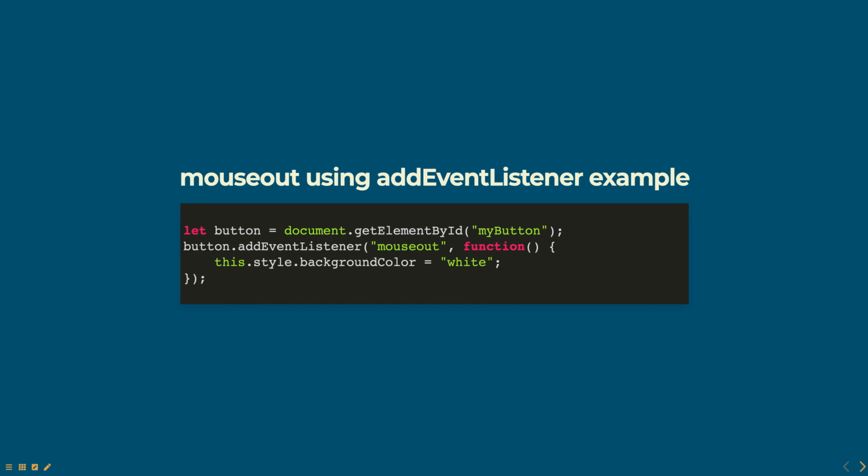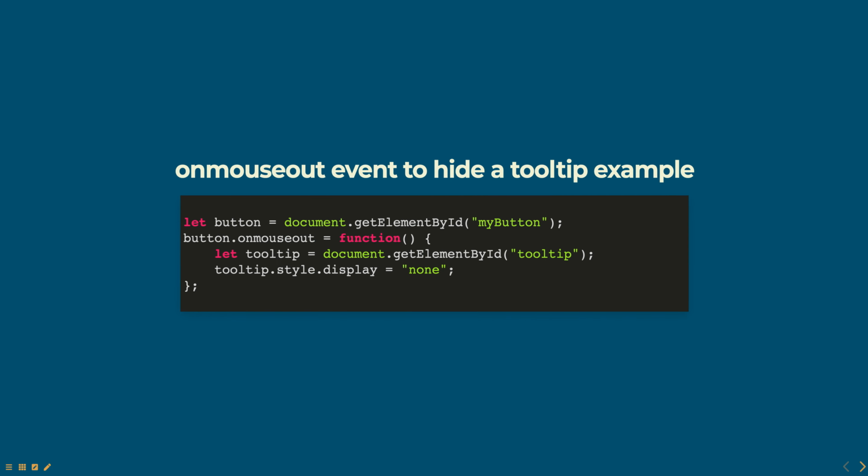You can also use the mouseout event to hide a tooltip when the mouse pointer moves out of an element. In this example, the onmouseout event is attached to the button element with the ID myButton using the onmouseout property. When the mouse pointer moves out of the button, the function inside the onmouseout event will be called and will change the display property of the tooltip to none, and it will be hidden.